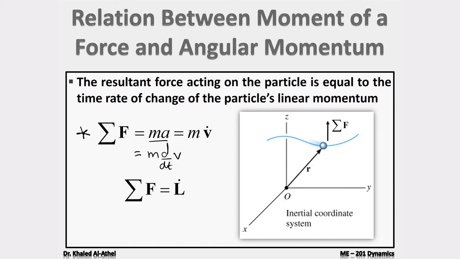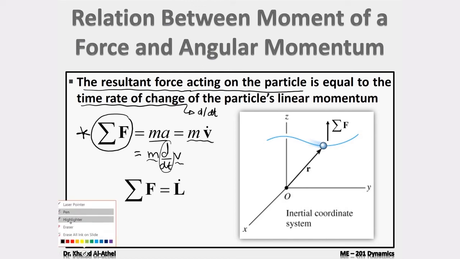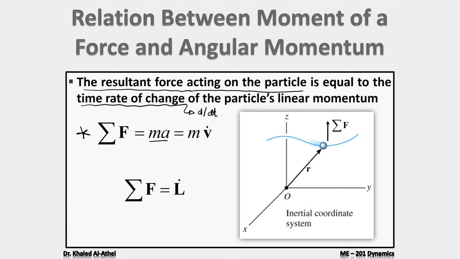Now, the statement says that the resultant force acting on a particle, which is this one, is equal to the time rate of change. What does time rate of change mean? Time rate of change means d/dt of something. It is equal to the time rate of change of the linear momentum, and you can see it's mass times velocity, and I have the time rate of change. So instead of a, I'm going to call it v dot. So this is clear now how we came up with this definition.